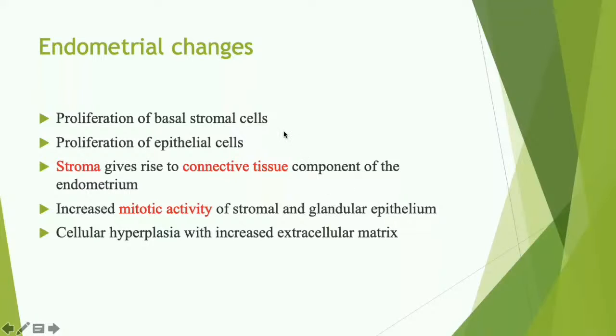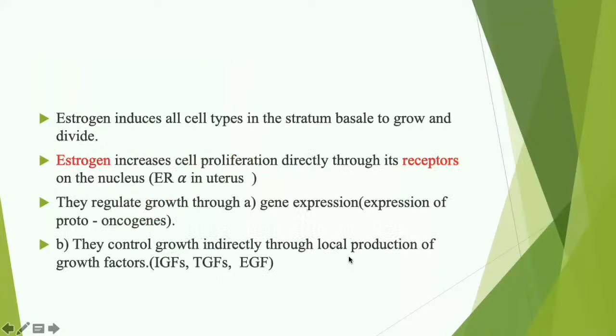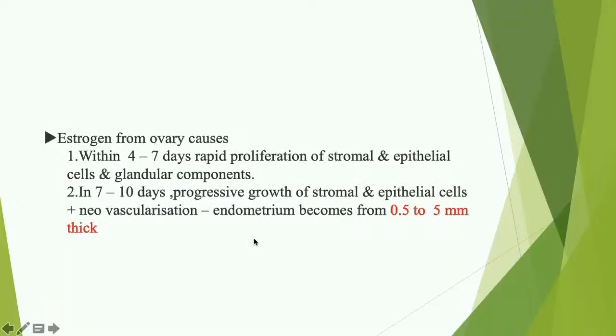Everything is getting proliferated. You have proliferation of basal stromal cells, epithelial cells, you have the glandular component as well as the stromal component, which is showing increased mitotic activity. Plus there is cellular hyperplasia with increased extracellular matrix, right? All this happens because of estrogen acting on its ER receptors, bringing about a gene expression along with growth inducing factors, right? So these are the changes in the endometrium due to estrogen.